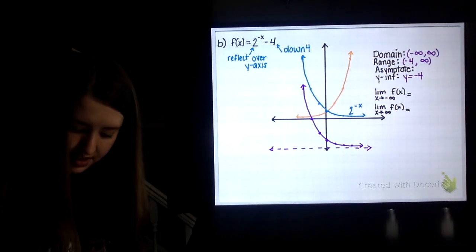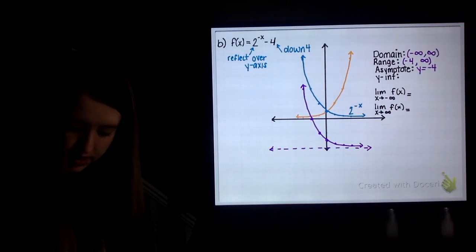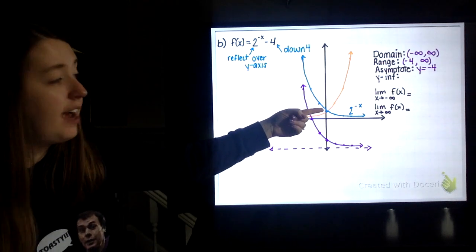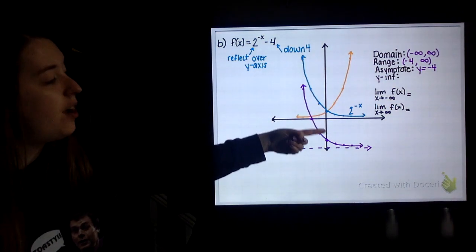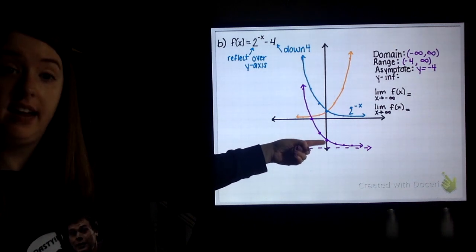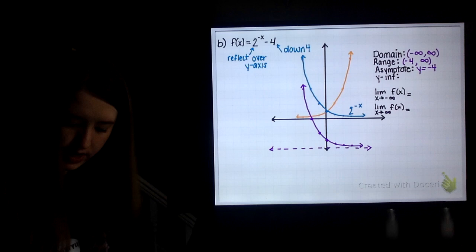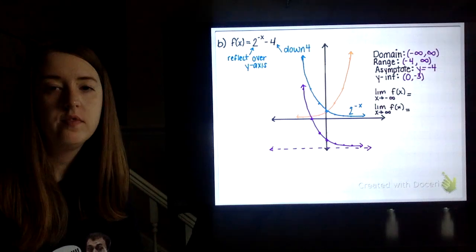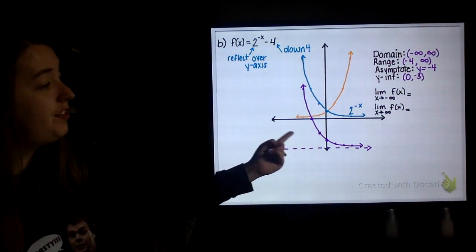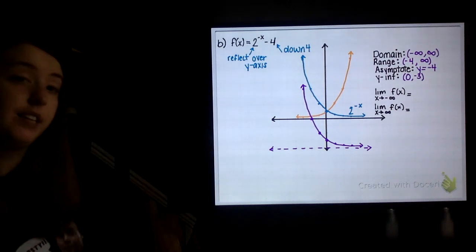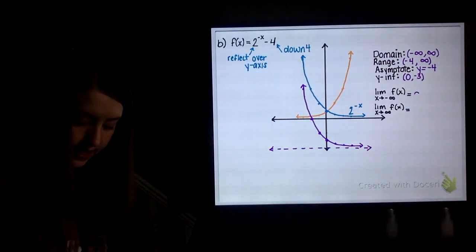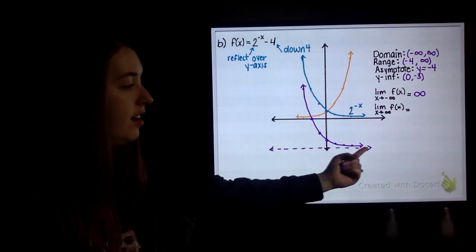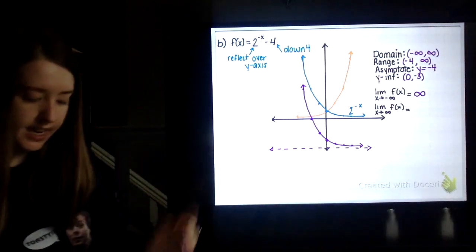Oops. I put my asymptote where my y-intercept is. There we go. Okay, so now my y-intercept was up here at 1. Then it got shifted down 4, which means now it's chilling at negative 3. So my y-intercept is at 0, negative 3. As x approaches positive infinity, my graph gets really, really big, really, really fast. So I'll be going to positive infinity. And as x approaches negative infinity, so over here, it's approaching that asymptote, so that's at negative 4.